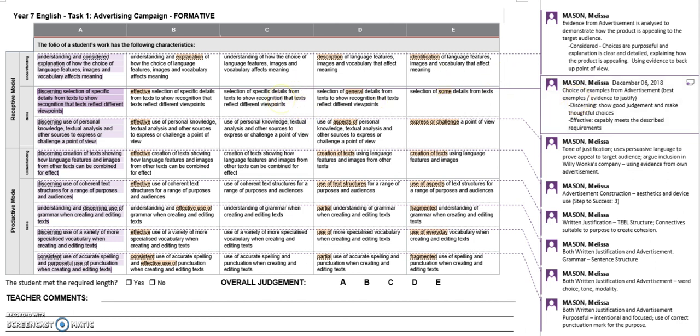C is a selection of, which means that you've used evidence. It may not be the best examples, but it is present and there's some element of analysis that's occurring.